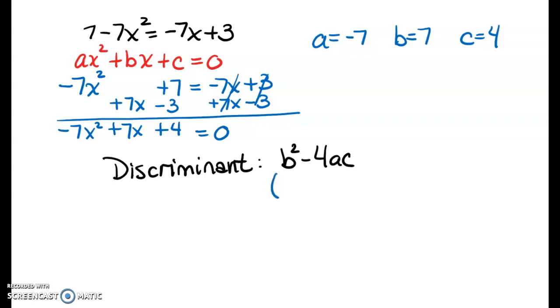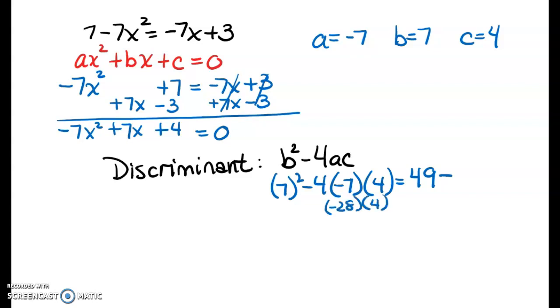So when I substitute using parentheses, I get this. Now let's go ahead and multiply that out. 7 squared is 49 minus, okay, 4 times -7 is -28 times 4. That's going to be -112. And I know that a negative times a negative is a positive. So I end up with 49 plus 112, which is 161, a positive number.